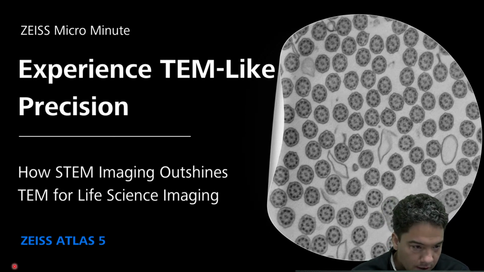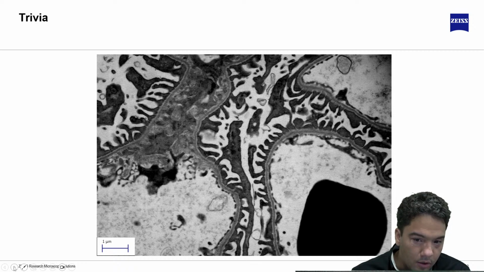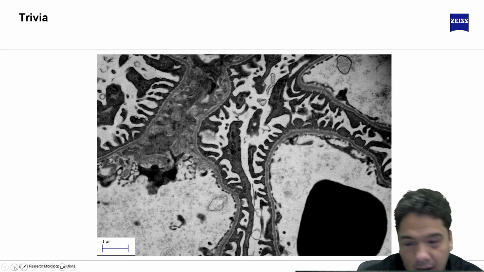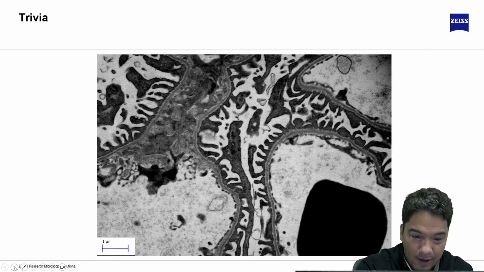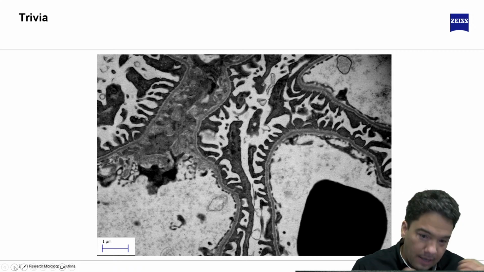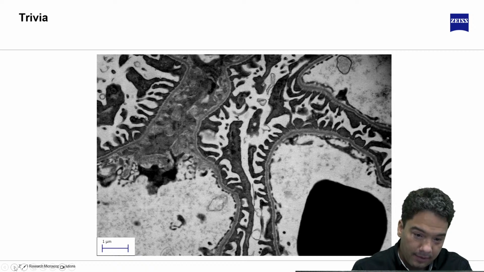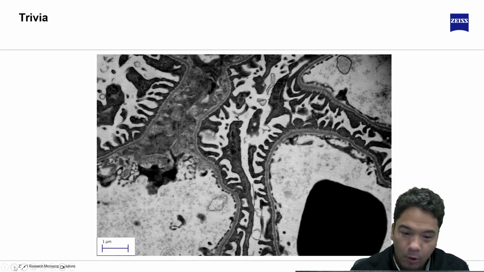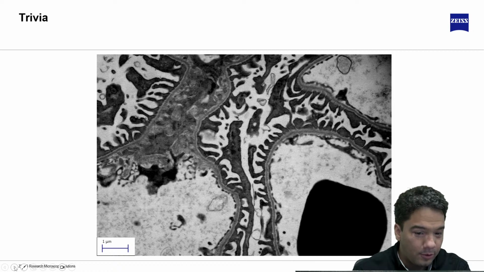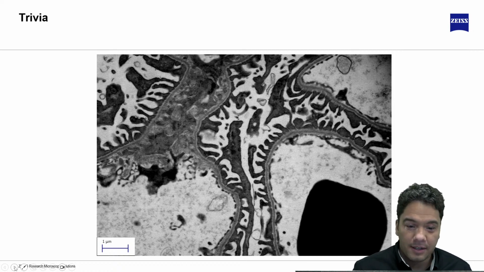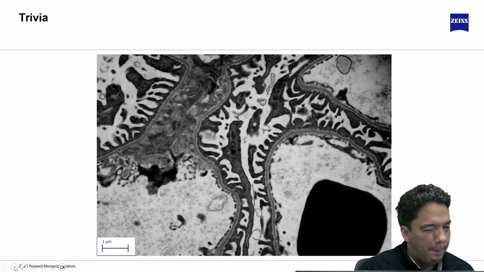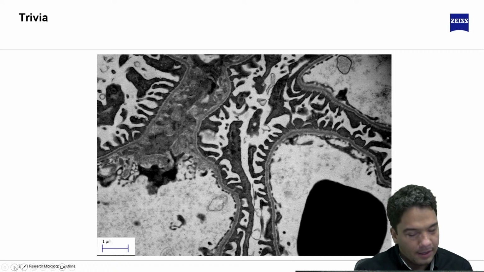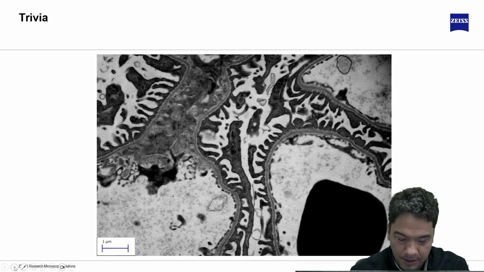Okay, let me move on now. First we start with a trivia. This is important because the paradigm is you cannot acquire TEM or TEM-like imaging in SEM instruments. You are able to see this image, and you are able to probably define if this image was acquired in a TEM or an SEM instrument. Difficult, right? Guess what? This was acquired in an SEM instrument.